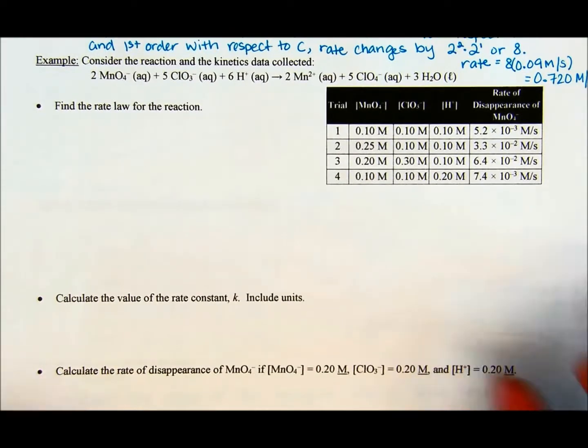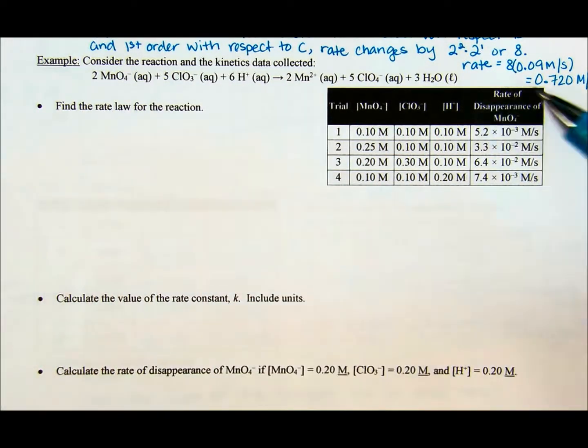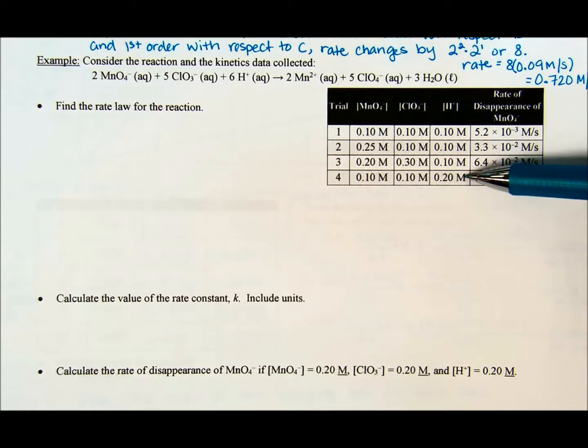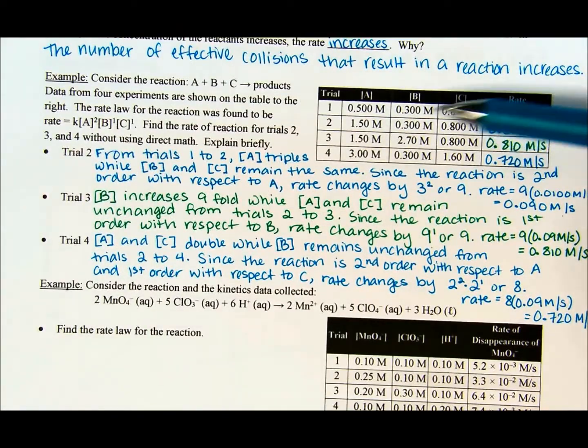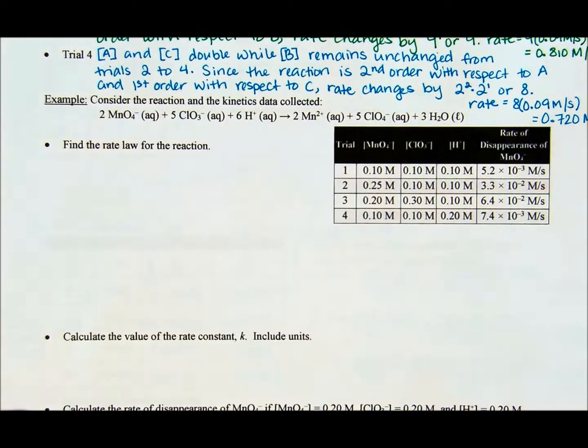Okay, so example, consider the reaction and the kinetics data collected. Here's our reaction. And we're going to find the rate law for the reaction. So there are 4 trials done for this reaction, varying the initial concentrations, and the rates are actually already given to us. So we're just basically going to compare reactions. So remembering what we did above here, we tried to compare reactions where, for example, when we're trying to find B, A and C were the same concentrations, and B was the only variable that was changed. That's what we're going to try to do here.